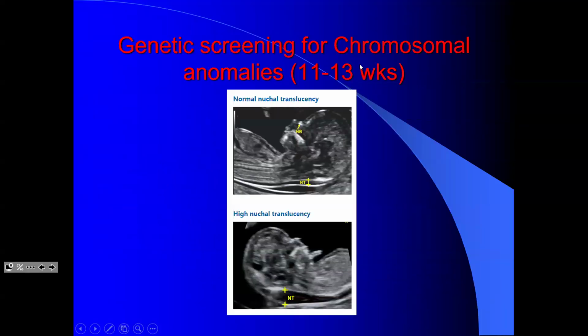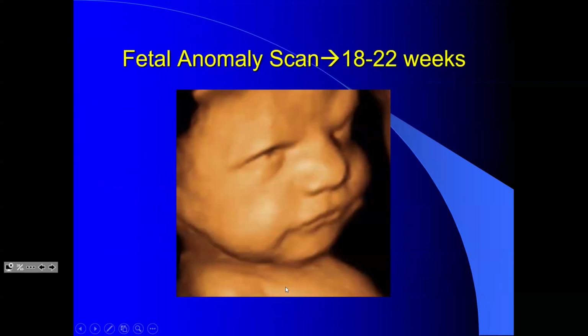Okay, we discussed this around 12 weeks, or between 11 and 13 weeks, when we try to measure the nuchal translucency like this. And I said, this is how the normal should look. It should be less than 2 or 3 millimeters. If it gets thicker like this, then you should look for any genetic abnormality.